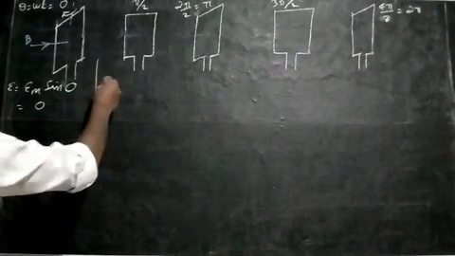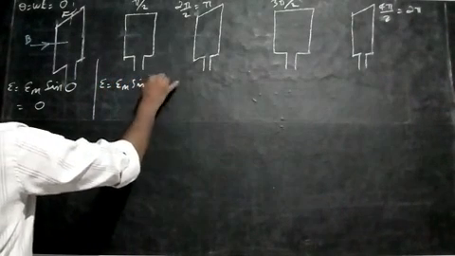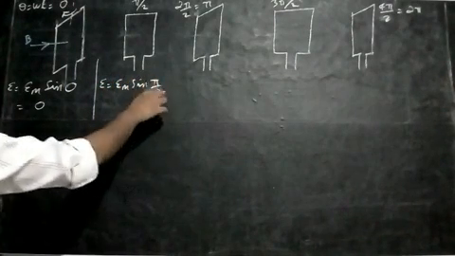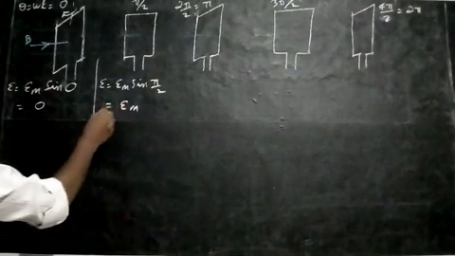Next we'll see what happens in this case here. I'll draw lines here. In this case, the EMF is equal to EM sine pi by 2. Sine pi by 2 means sine 90, and sine 90 value is 1. So we get here the maximum value of EMF, that is EM.